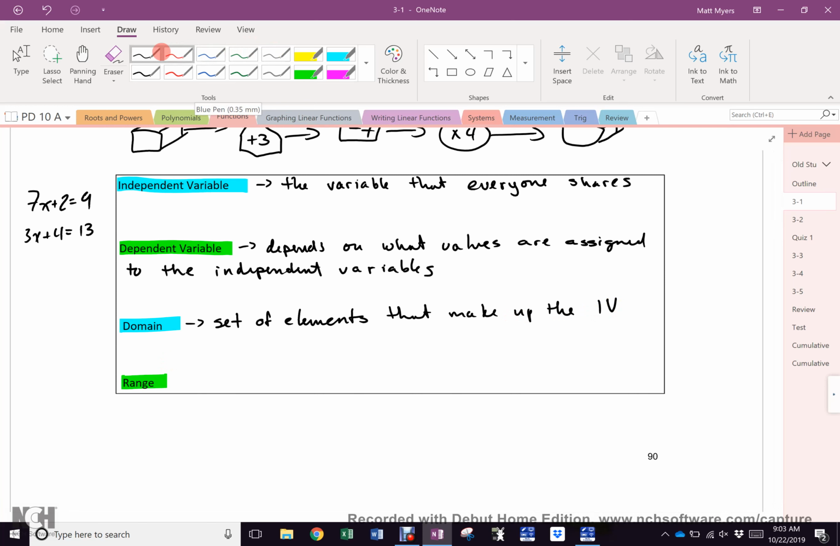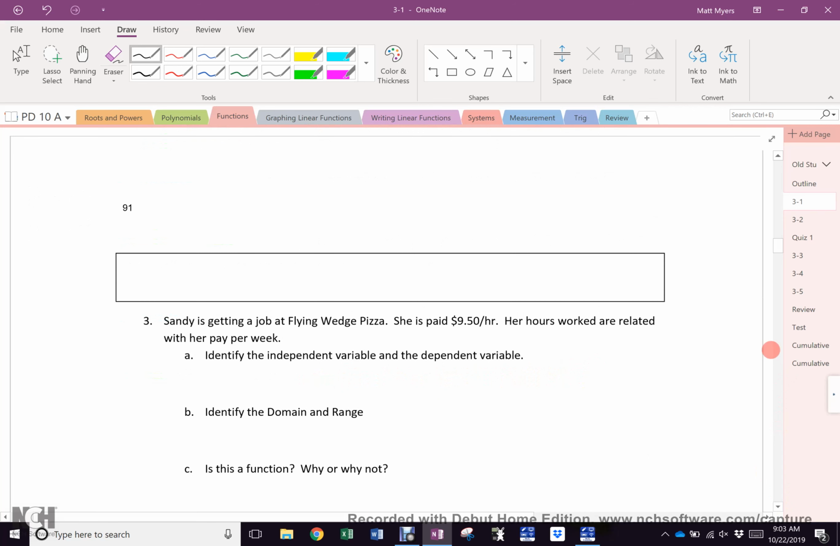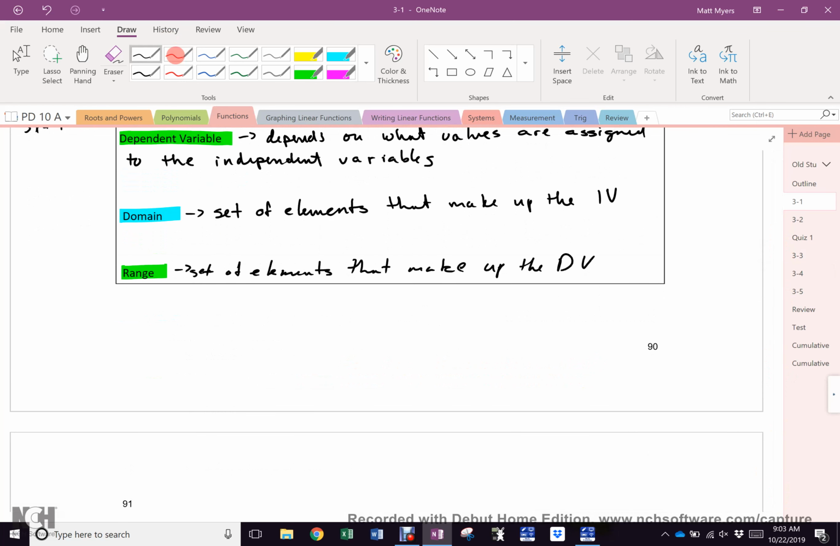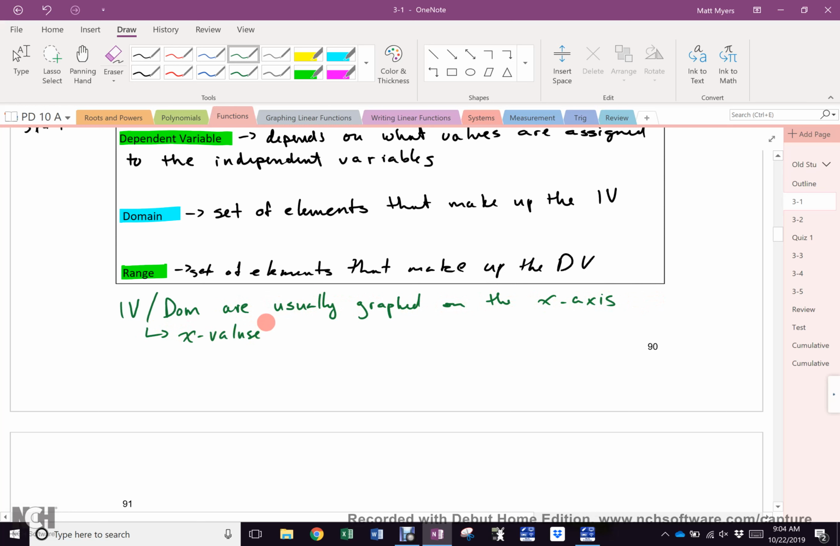The range, obviously, is what? The set of elements that make up what? Yes, that make up the dependent variable. Now, in this white space at the bottom, we're going to do a little bit of work here. IV and domain are usually graphed on the x-axis. Which means they are usually x values in an ordered pair. Please highlight usually.